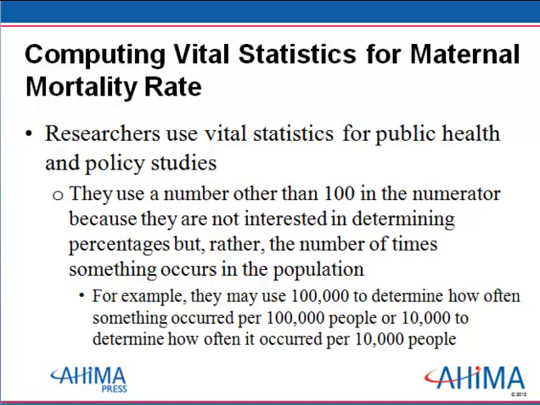Researchers frequently use vital statistic information for public health and policy studies. Researchers use a number other than 100 in the numerator because they're not really interested in determining percentages, but rather the number of times something actually occurs in a population. For example, researchers may use 100,000 to determine how often something occurred per 100,000 people, or 10,000 to determine how often it occurred per 10,000 people, and so on.